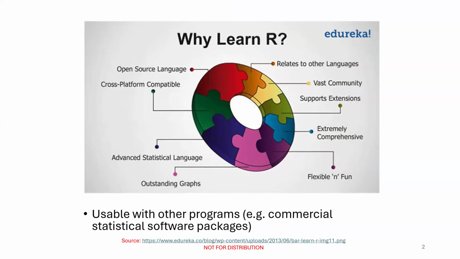So why R? First of all, it's an open source language, so many people contribute to it. It has a vast community. It supports extensions. It relates to other languages like Python. It is an advanced statistical language with outstanding graphs, so it is good with statistics and graphics. And since it's open source, the contribution is from the communities, and there is also feedback.